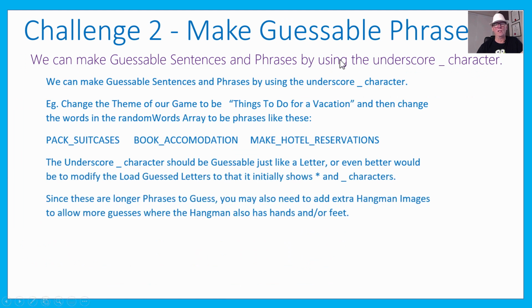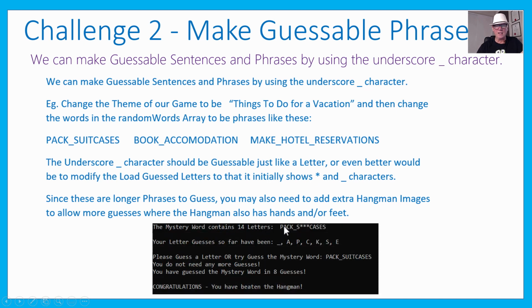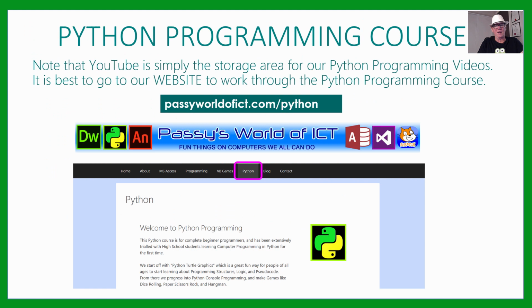Then challenge task 2 is to make guessable phrases. All right, so we change our word list so it has longer things in it, like instead of suitcases it has pack suitcases. So we're just going to use the underscore as the gap character between all of the words, and then you'll be able to have things like guessing this one, pack something cases. Oh, okay, let's guess it, pack underscore suitcases. Yes, that is the right word, and we have beaten the Hangman. Okay, so you can expand it out to be like a full real Hangman where they can do phrases as well. So this is a fabulous lesson.